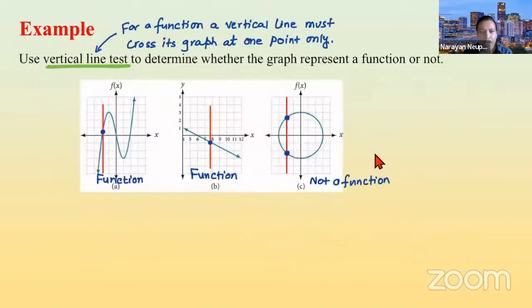Over here in the second example, we saw that these two are functions. The first and second are functions. They are represented by graphs. So functions can be represented by graphs, okay?